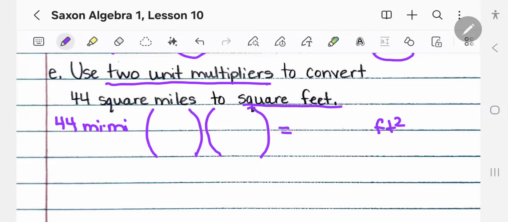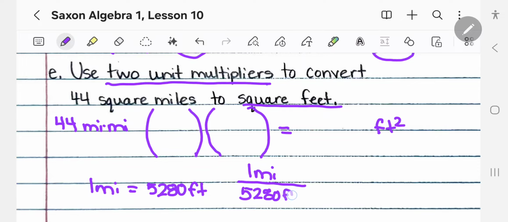Okay? So let's talk about the unit multipliers we're going to need. What do we know about feet and miles? What do you know? 1 mile equals 5,280 feet. So your unit multiplier, both of these are equivalent. So if we write them as a fraction like this, that's just a 1. It's equal to 1. We could also write it like this.